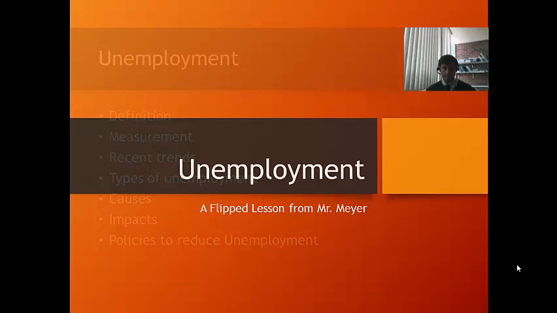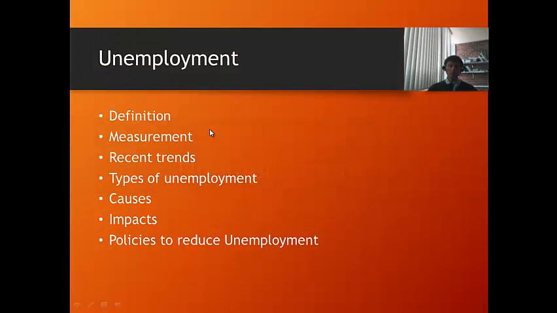Unemployment. I'm going to talk to you about unemployment, what's essentially in Chapter 8 of your text: the definition of unemployment, how it's measured, the recent trends, the types, the causes, the impacts of unemployment, and some economic policies and management policy from the government to reduce unemployment.